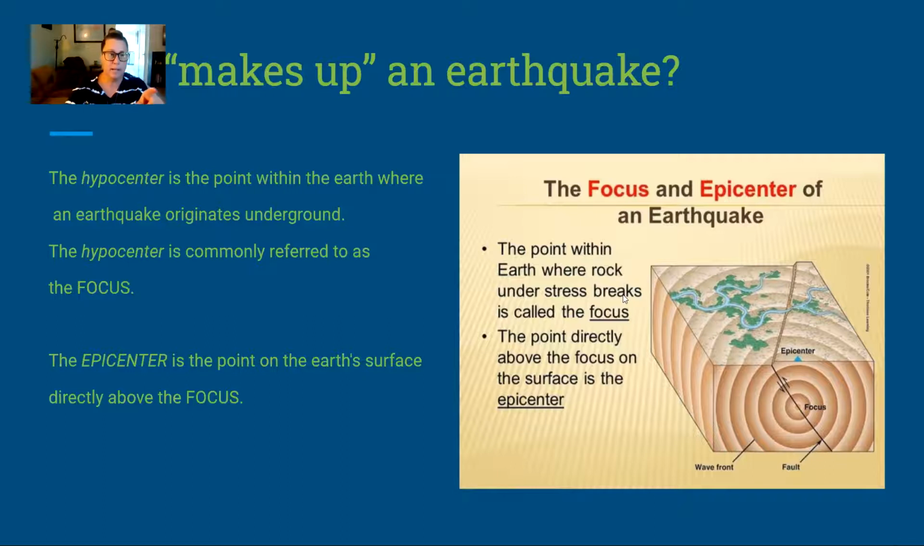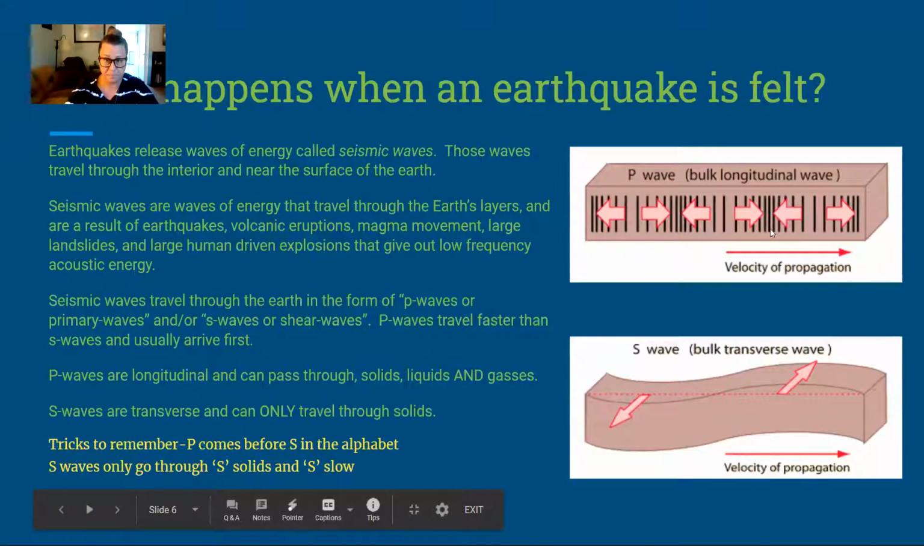The other type of wave is called a surface wave, and those would be up here on the surface. So the P wave and S wave are body waves. Surface waves are up on the surface. Here's our P wave. If I am a seismologist, I am a scientist that studies earthquakes. Write that down: a seismologist is a scientist that studies earthquakes.